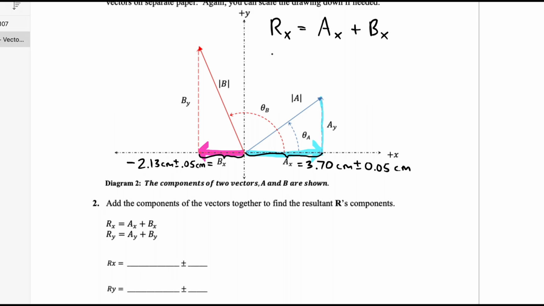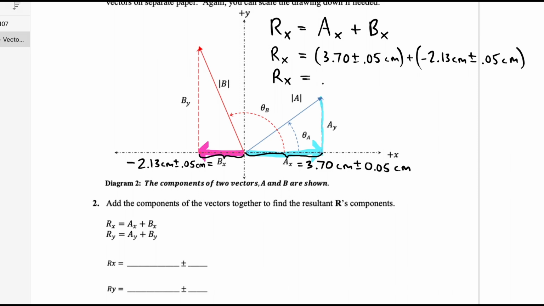Now in theory, what we should be able to do is add the components together to find the X component of the resultant. So AX will be replaced with 3.70 plus or minus 0.05. And then BX will be replaced with negative 2.13 plus or minus 0.05. So I get that Rx here would be positive 1.57.